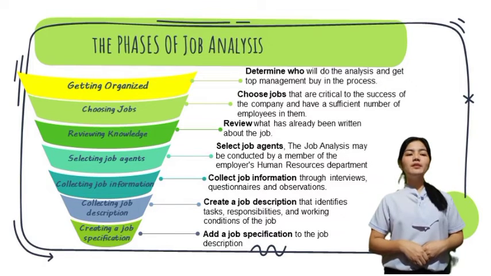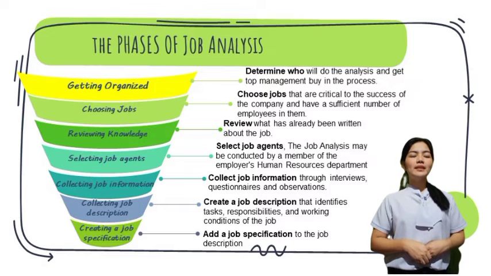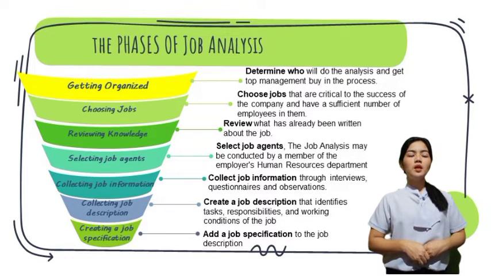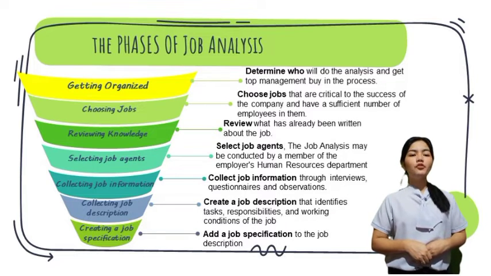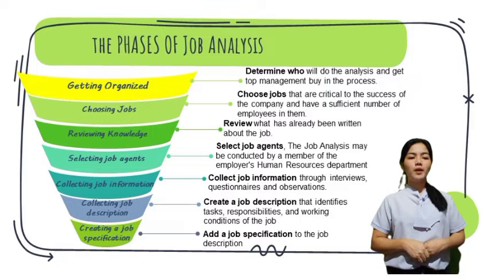Next is reviewing knowledge. Review what has already been written about the job. So reviewing knowledge involves learning what is already known about similar jobs in other organizations. One important source of information is the Occupational Information Network. So this is an online source of information about jobs and careers, which was developed by the U.S. Department of Labor. So the network called O*NET is online.